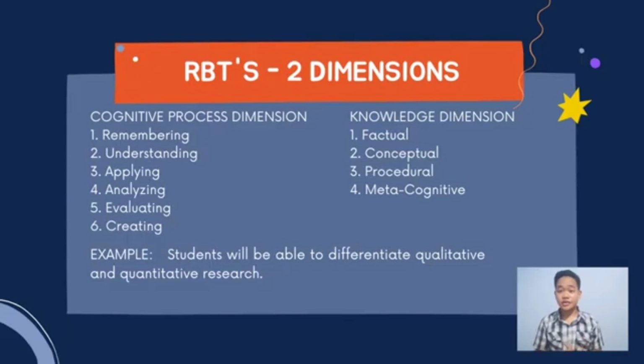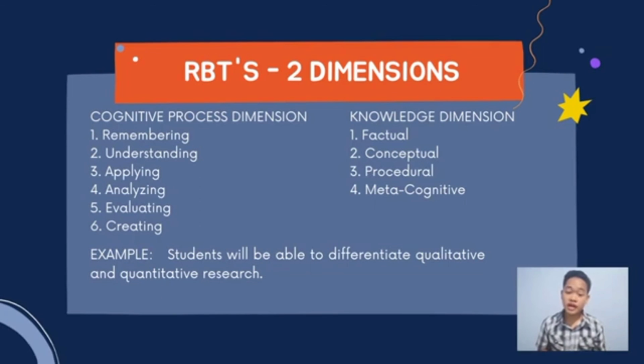As a summary, here are the 2 dimensions of revised Bloom's taxonomy. The first one is the cognitive process dimension, which is referring to the mental process involved gaining of knowledge and comprehension. On the other side, we have the knowledge dimension, which is pertaining to the type of knowledge. So to connect these 2, we have an example here, and it is students will be able to differentiate qualitative and quantitative research. So here, differentiate is the verb that is representing the cognitive process dimension.